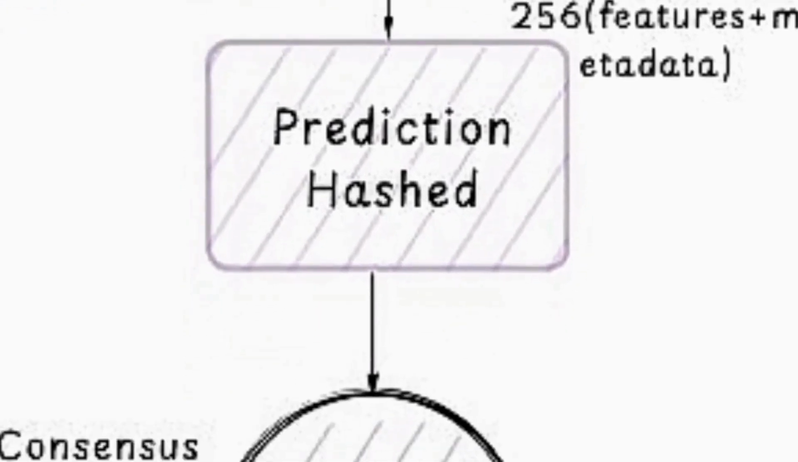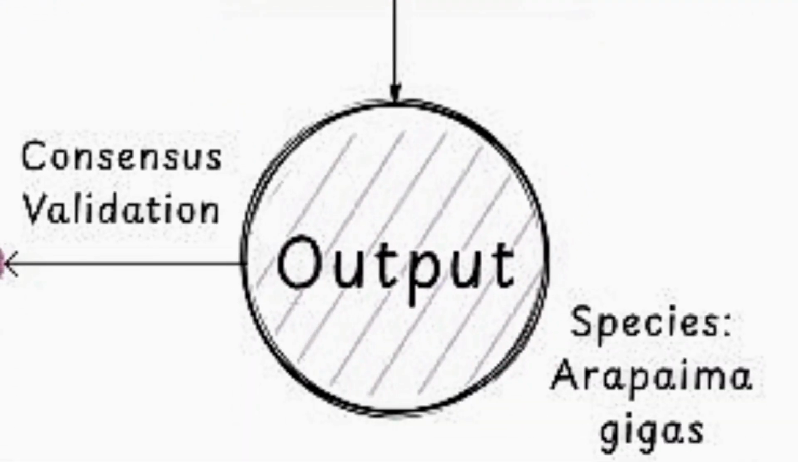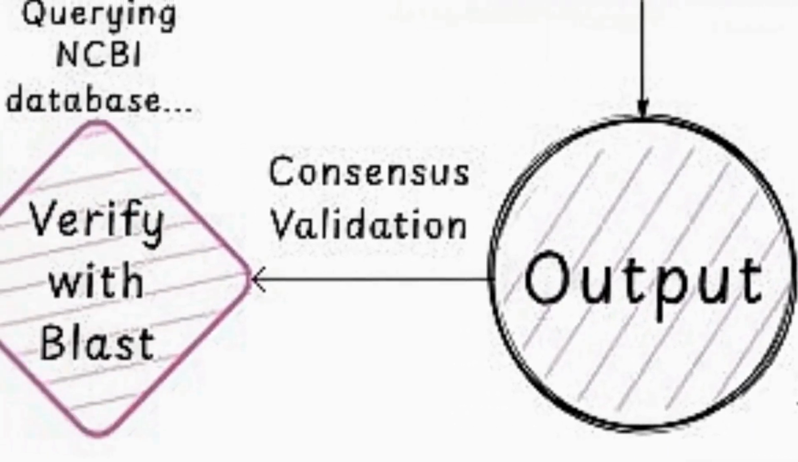Up next, we have consensus validation on output. This is our quality control step. The system checks, do CNN and BERTax agree? It must be within 5% of confidence. Does the confidence meet our threshold? It must be minimum 75%. The consensus is reached. We proceed to BLAST verification.